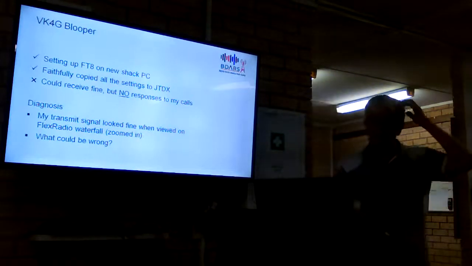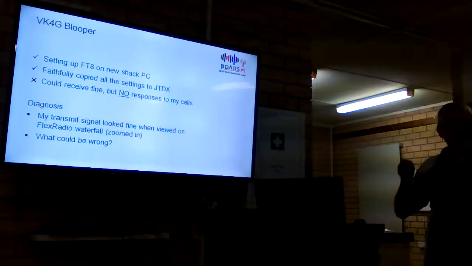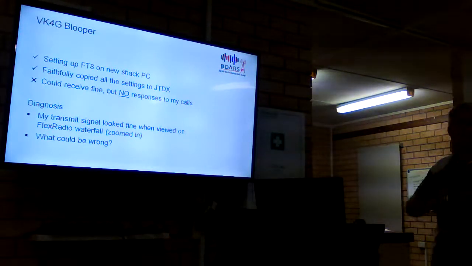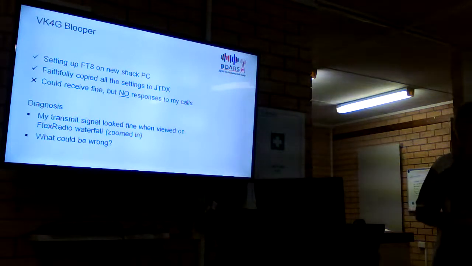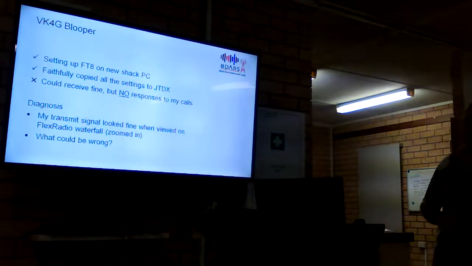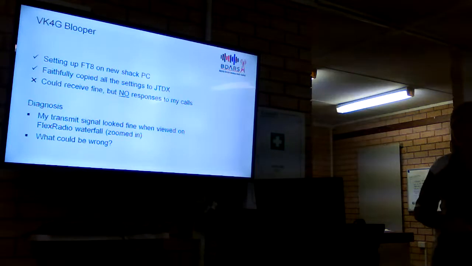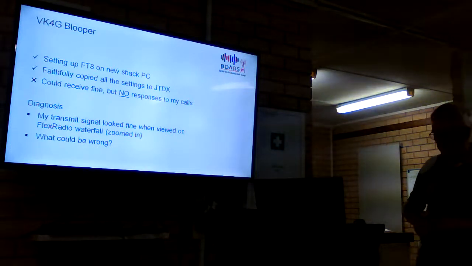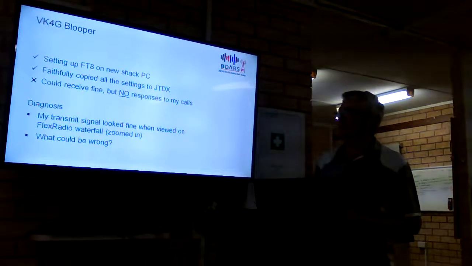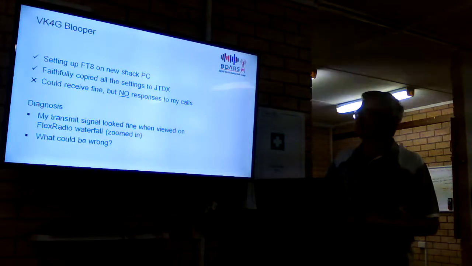This last week I've got a new PC in my shack, a new second PC, setting up FT8 on it using JTDX. And as you know, when you set up FT8, there's like 80 settings to get right. And I set it up. I could receive and decode messages fine on all the active bands, but nobody would respond to my calls. I would send out CQs, no responses. All the settings looked right.